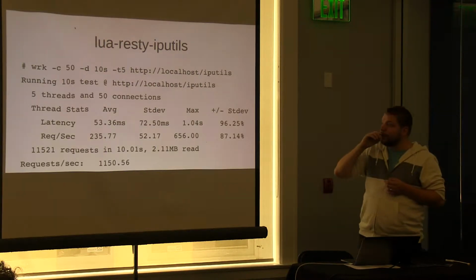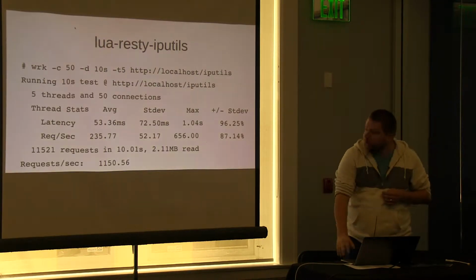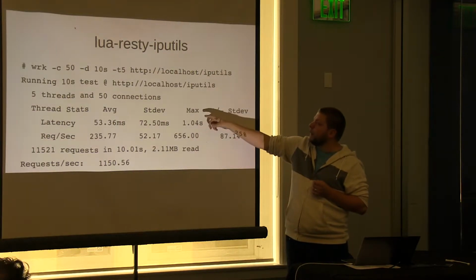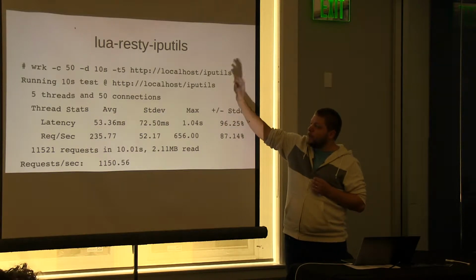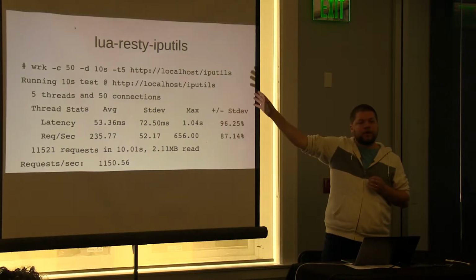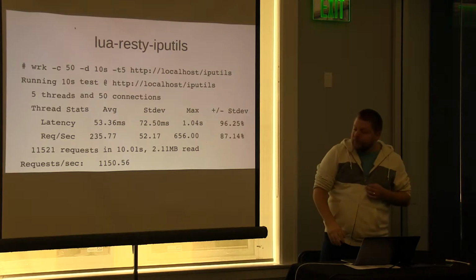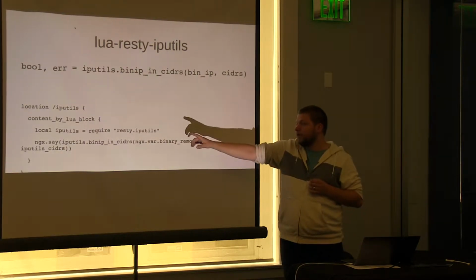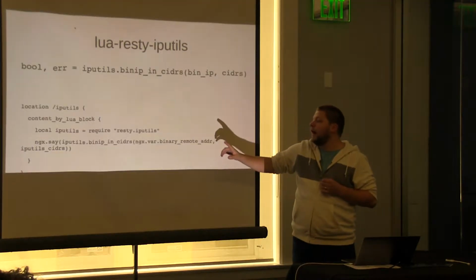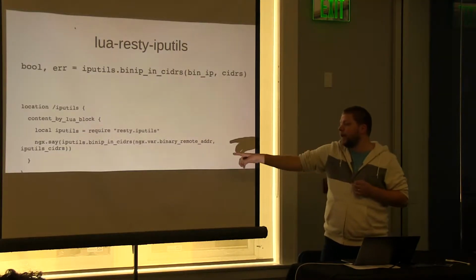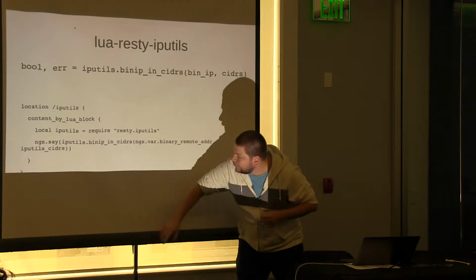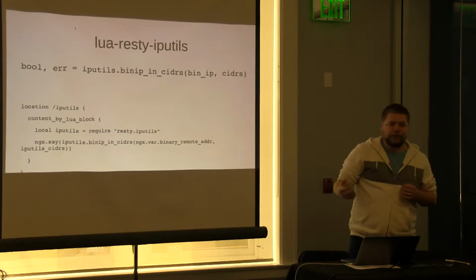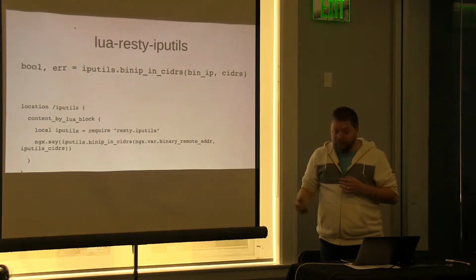So we started doing some performance testing. I reran these slides for this test this morning. All the benchmarks that we're going to see are on a single worker process on an i7 laptop. The location that we hit is the same thing that we see down here. So what we're looking at is just loading resty-iputils and calling binip-in-cidrs with the binary remote address. In this example, the CIDR block that we've defined was a global, just for simplicity, but that's something that's been pre-calculated in the init.